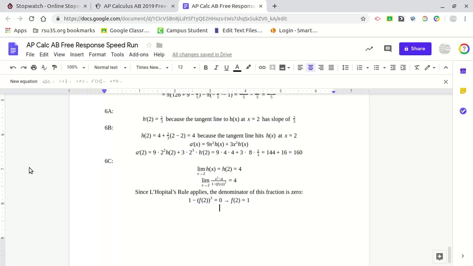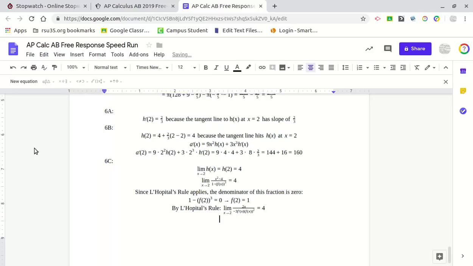Pretty simple. Then if I actually apply L'Hopital's rule, so take the derivative of the numerator and denominator, the limit as x approaches 2. So x squared minus 4 has derivative 2x, and 1 minus f of x cubed has derivative minus 3 f prime of x, because chain rule, times f of x squared, equals 4, because I took the derivative of the numerator and of the denominator.